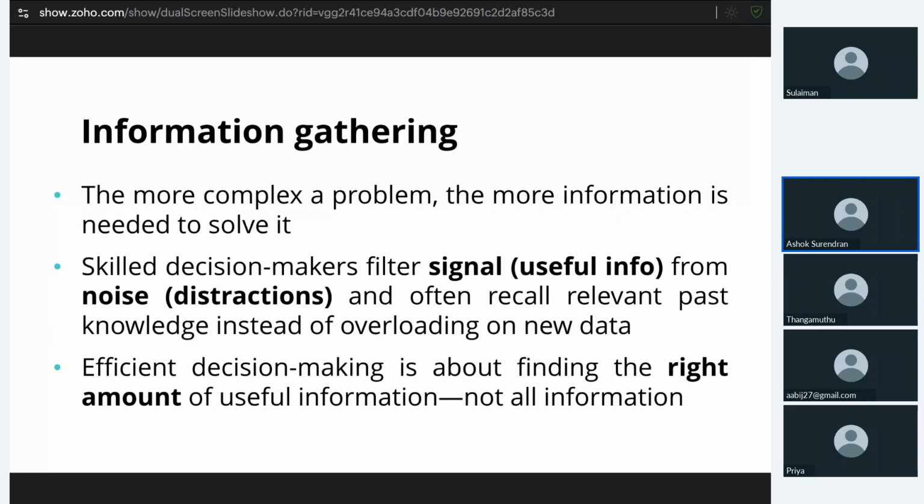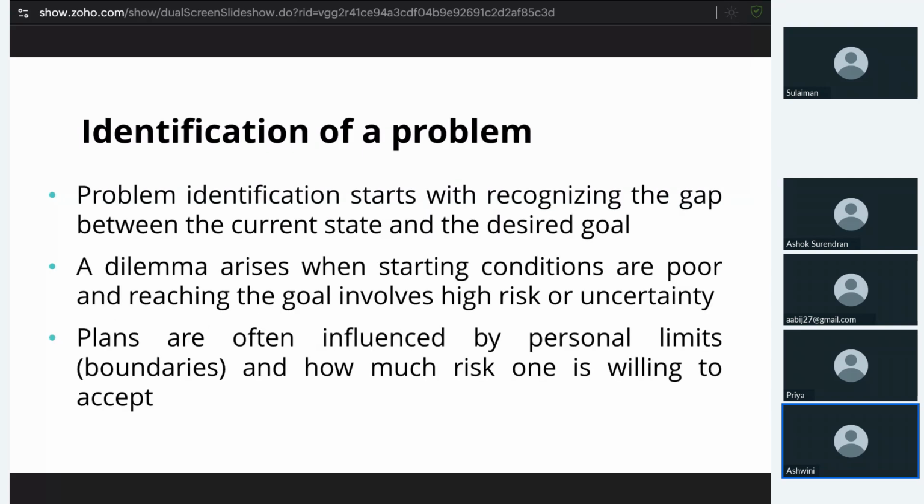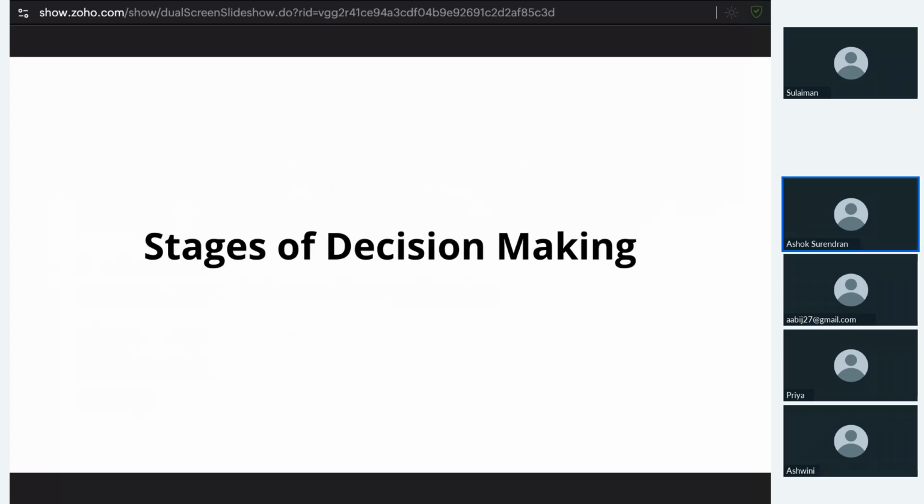So is my slide changing? Hello. Actually from before slides itself, we can't hear you. Can you start from the decision making part? Like after decision making definition, we can't hear. Meaning from stages of decision making. Yes.